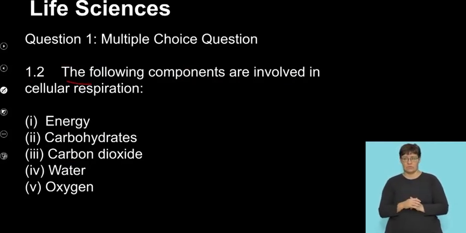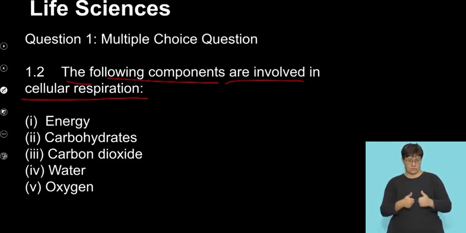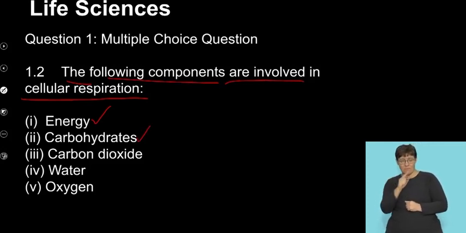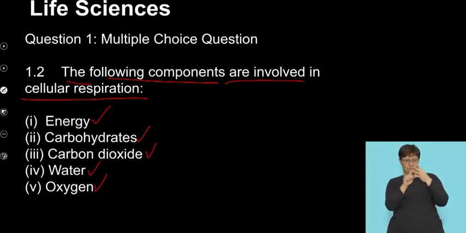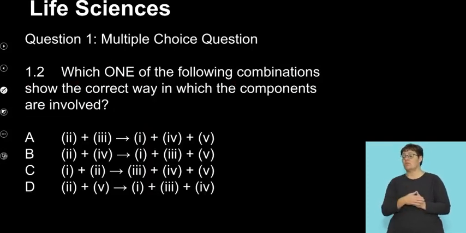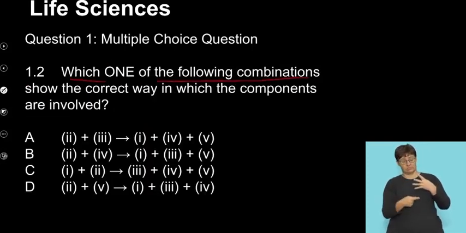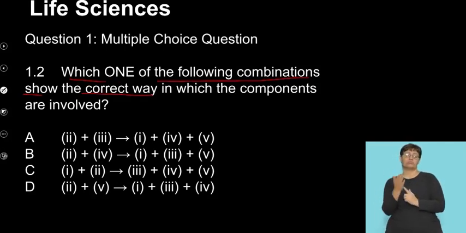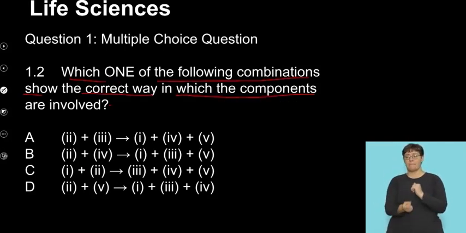The following components are involved in cellular respiration, and we know that energy is the product, carbohydrates are needed as the reactant, we know that carbon dioxide is a waste product, water is needed, as well as oxygen. So we're looking at various different components involved in this process. Let's read the question further. Which one of the following combinations show the correct way in which these components are involved?